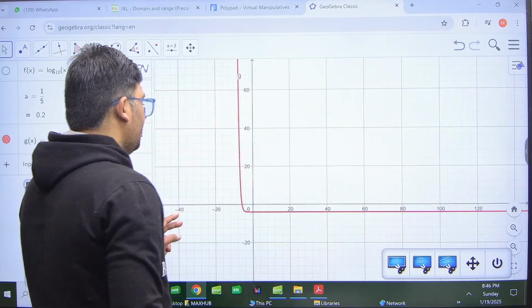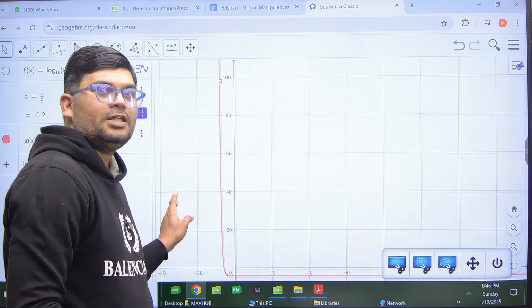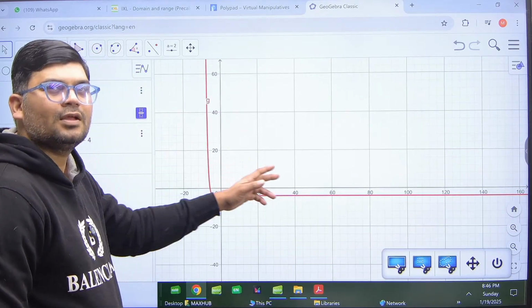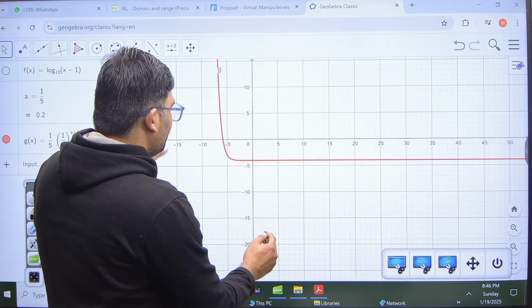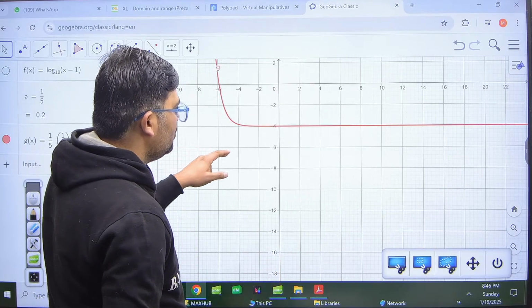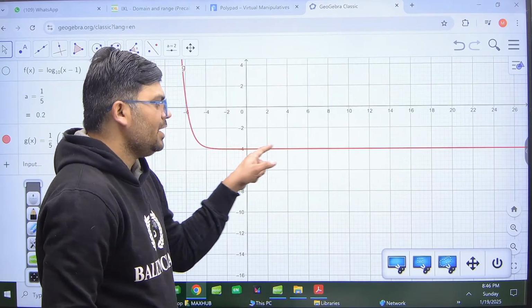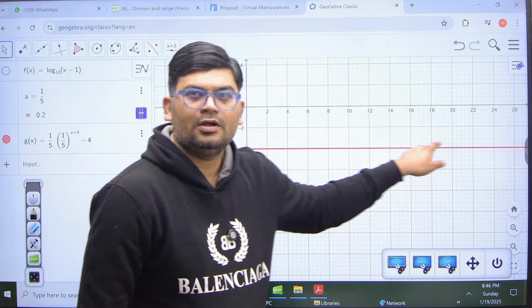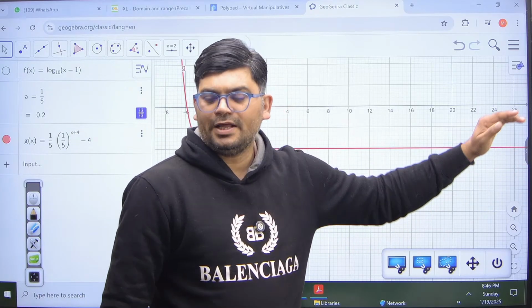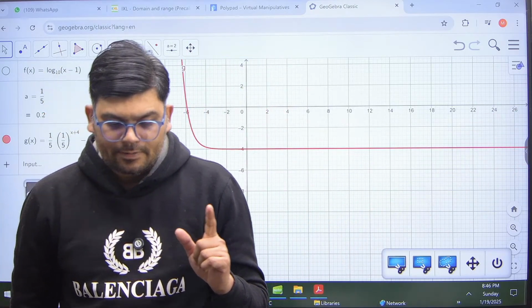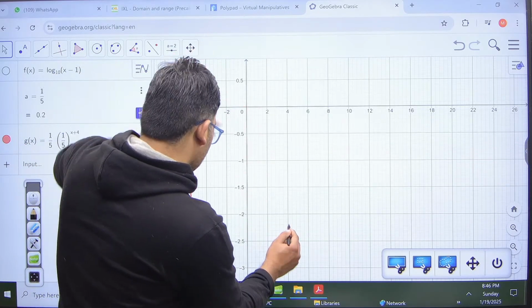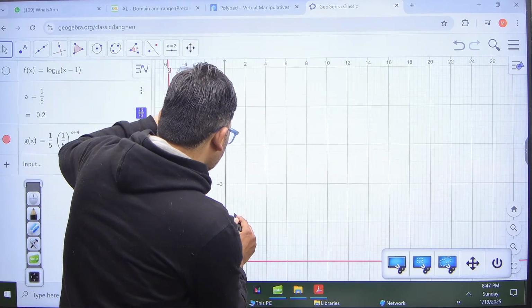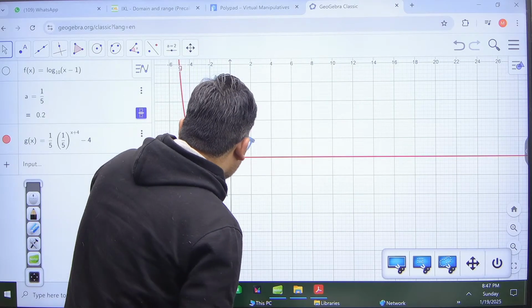Okay, so this is the graph. Can you see the graph? It is going like this, and this line is the asymptote. Let me zoom it out. So the asymptote is minus 4. It is taking the minus 4 value as well. Are you getting it? See this minus 4. If I zoom it, let me see. Is it touching the y-axis at minus 4 or not?